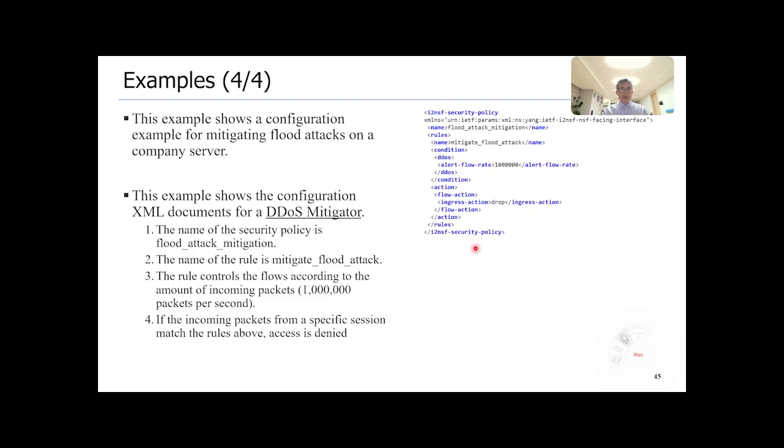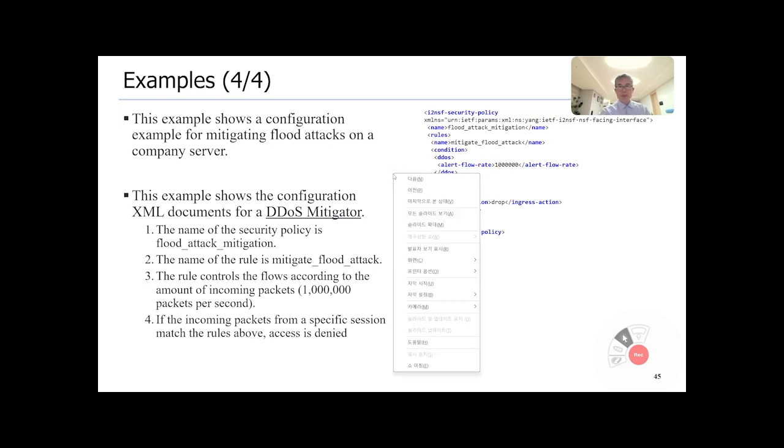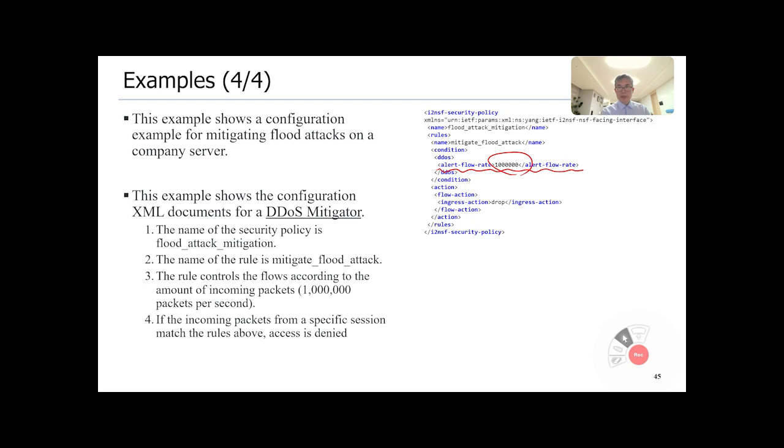The next one is the DDoS mitigator. Here the alert flow rate per second is a number of flows detected by the NSF. This DDoS attack mitigator NSF randomly drops or fully drops according to the implementation. This XML code shows the DDoS attack mitigator. The alert flow rate, this number, 100,000 per second, is set up for DDoS attack mitigation.